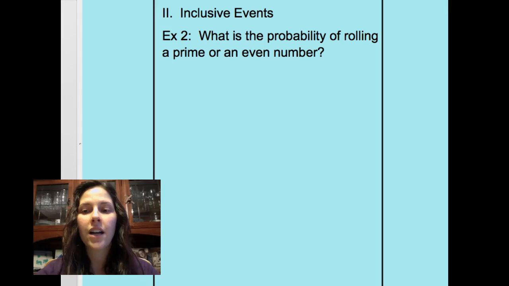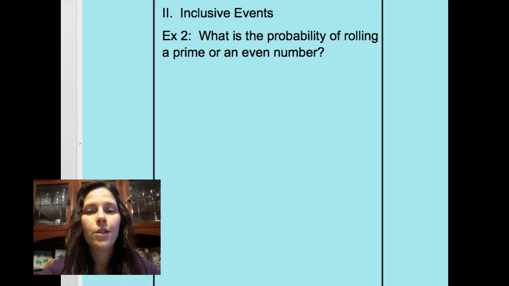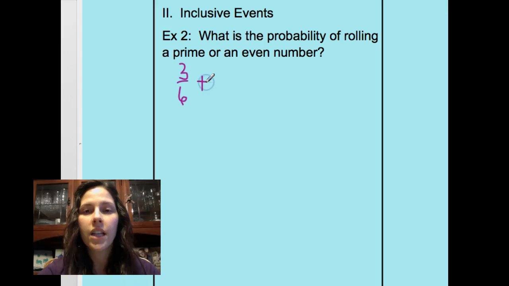All right, so next we've got inclusive events. So these are, again, events that have something in common. So let's take a look at that double counting that I was talking about. What's the probability of rolling a prime? So when you think about the options on a die, 2, 3, and 5 are all prime. So that's 3 out of 6. Or an even number, 2, 4, and 6 are even, so that's 3 out of 6. But if you noticed, we counted the 2 twice.